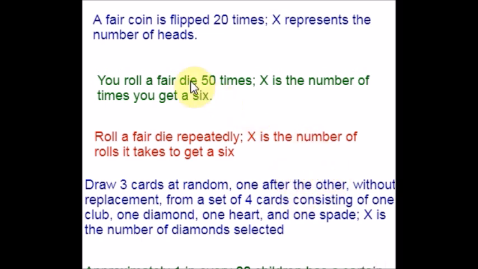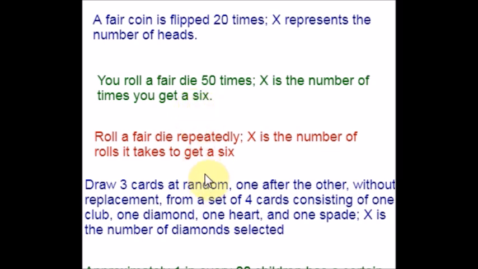You are rolling a fair die 50 times and x is the number of times you get a 6. Do you think this is binomial? We have n equal to 50 and p is getting a 6, so 1 out of 6. So this is a binomial one.